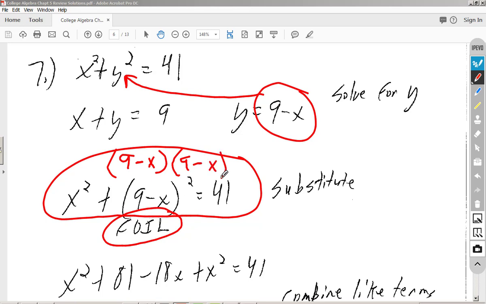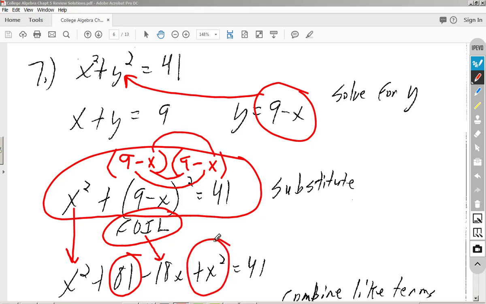So when I FOIL that out, you can notice 9 times 9 is going to give me that 81. So I still have my x squared. FOILing this out, I get 81. So outsides, it's going to be negative 9x. Insides, negative 9x. And when I add my outsides, insides together, that gives me negative 18x. And then here's my lasts. Negative x times negative x is going to be x squared. And that still all equals 41.